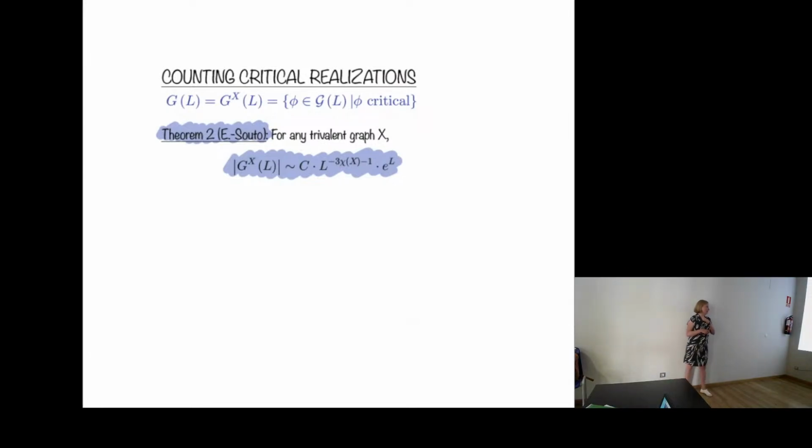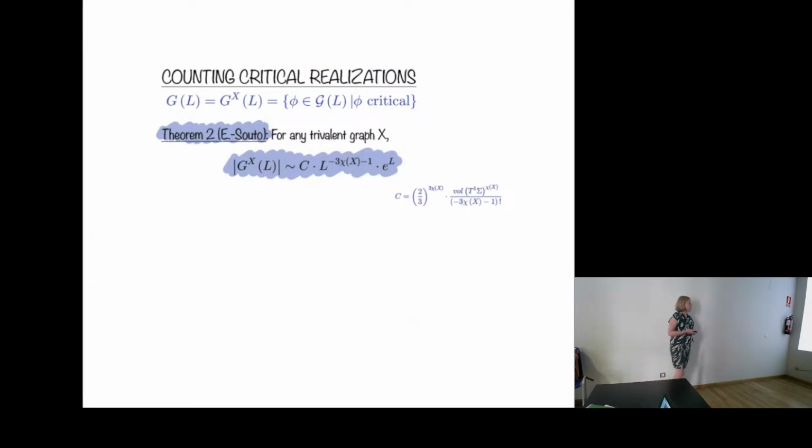I really want to talk about how this relates to counting these things of fixed commutator length. So we have the exponential e to the L, and we have L to a power that depends on the Euler characteristic of the graph. That's what that's supposed to mean. Again, the constant, we can say what it is, but it only depends on the Euler characteristic of the graph and on the Euler characteristic of sigma. So it's just a topological constant.